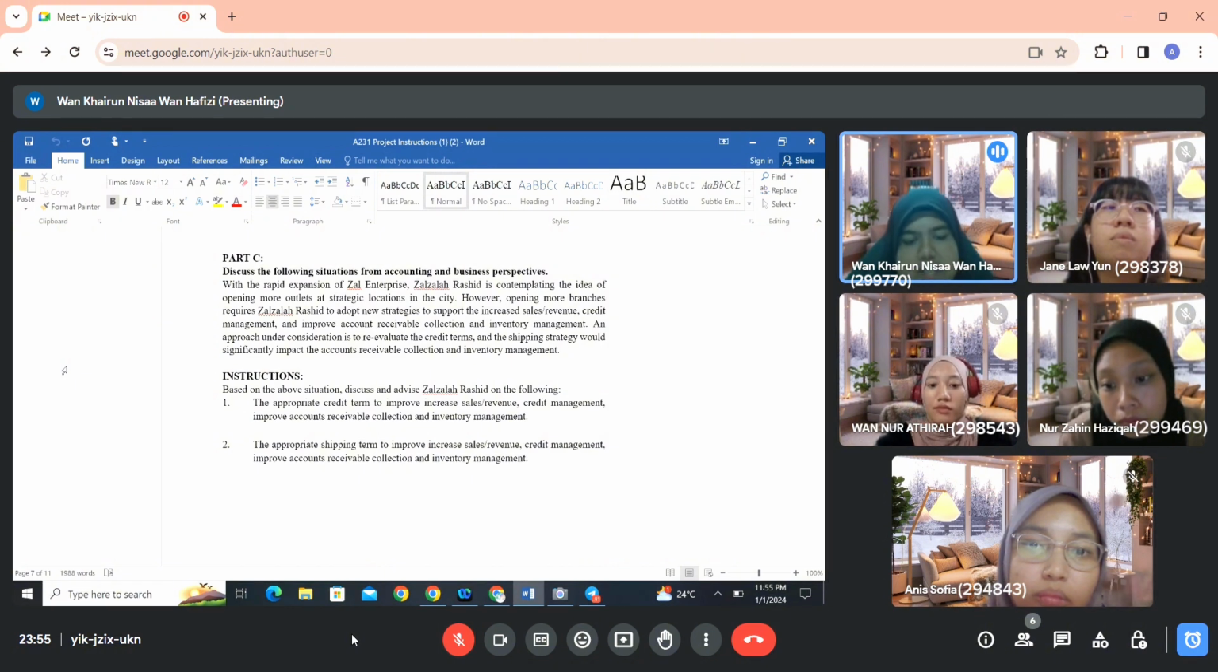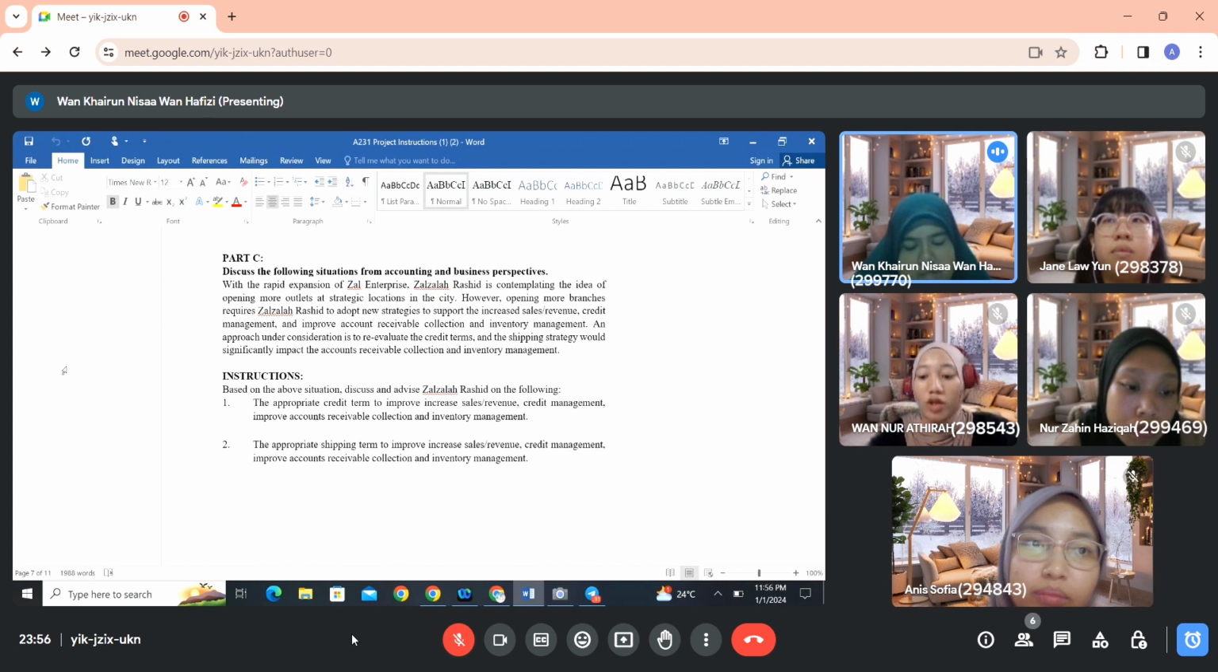Based on the above situation, discuss and advise Zalzalah Rashid on the following. First, the appropriate credit terms to increase sales or revenue, and improve credit management, account receivable collection and inventory management. Second, the appropriate shipping terms to increase sales or revenue, and improve credit management, accounts receivable collection, and inventory management.